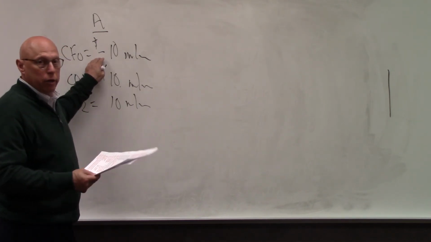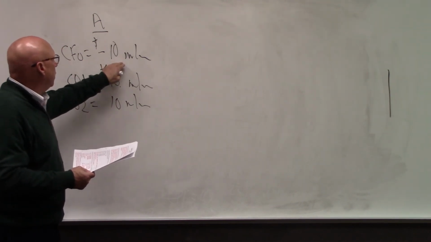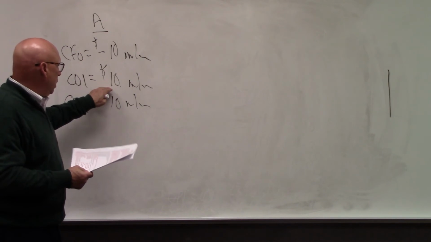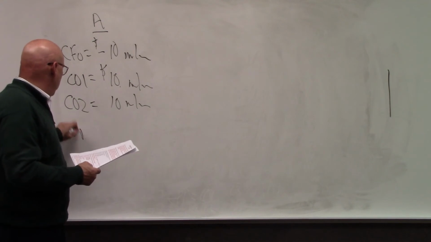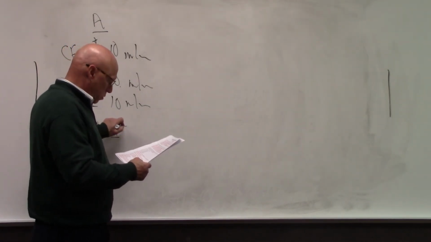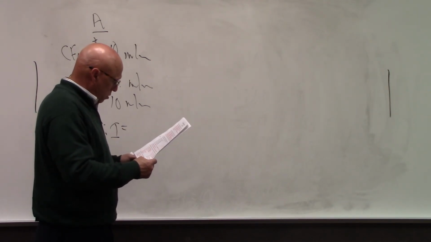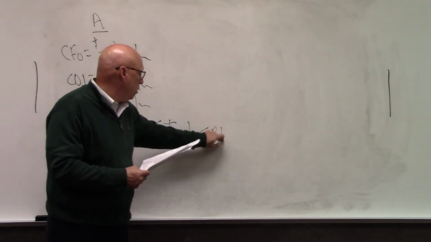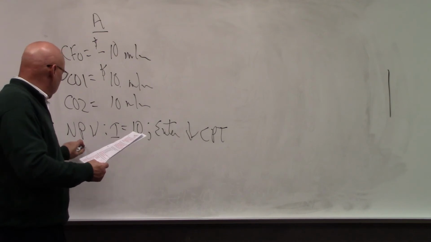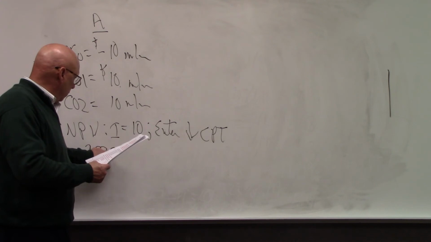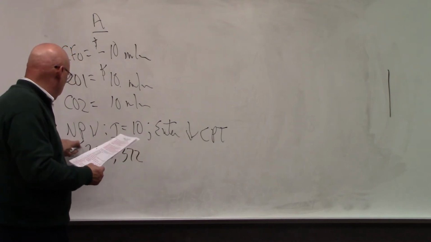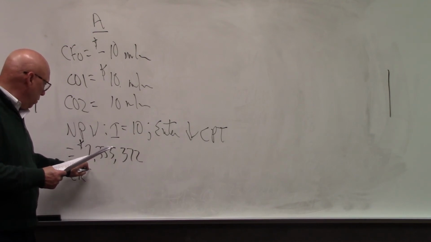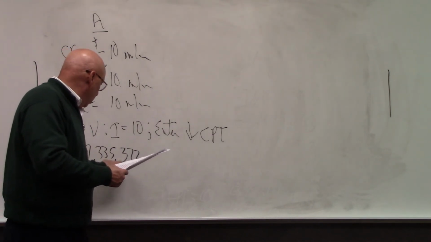All right, so make sure your calculator's clear. CF0 equals 10 million plus minus, enter down arrow. CO1, 10 million, enter down arrow. FO1 equals 2, enter down arrow. NPV I equals 10%, enter, down arrow, compute, and the NPV is $7,335,372. Then hit IRR, compute, and you get 61.8%.